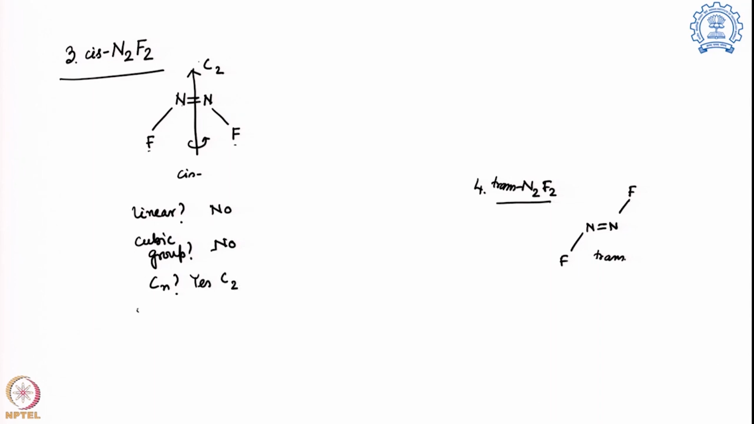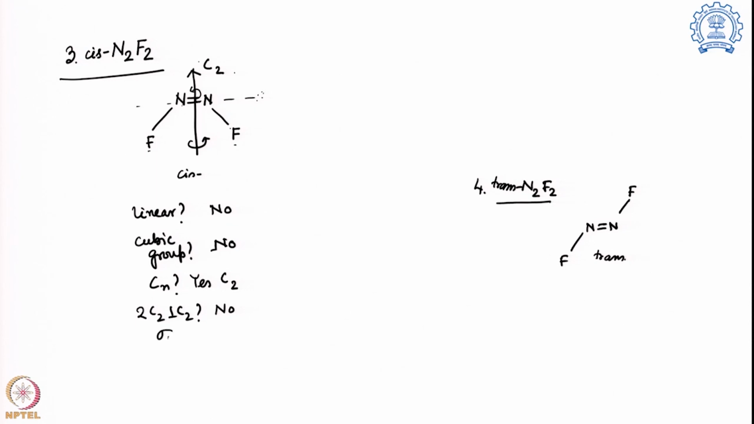Next question, do you have two C2 perpendicular to that C2? So, that means somewhere around here or somewhere around here, and those are not C2s, because if you rotate over here you can see that the nitrogen remains the same, but the fluorines come on the top side from the bottom. So, that is not going to match the original configuration. So, there is no. That means it does not belong to a dihedral group.